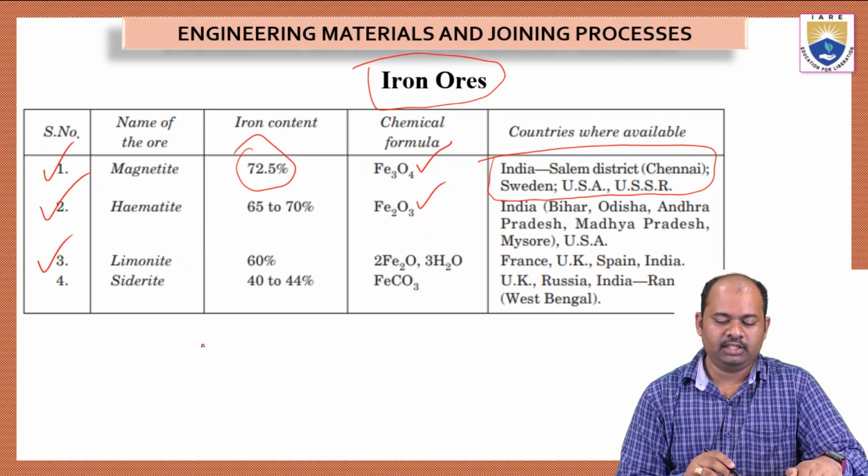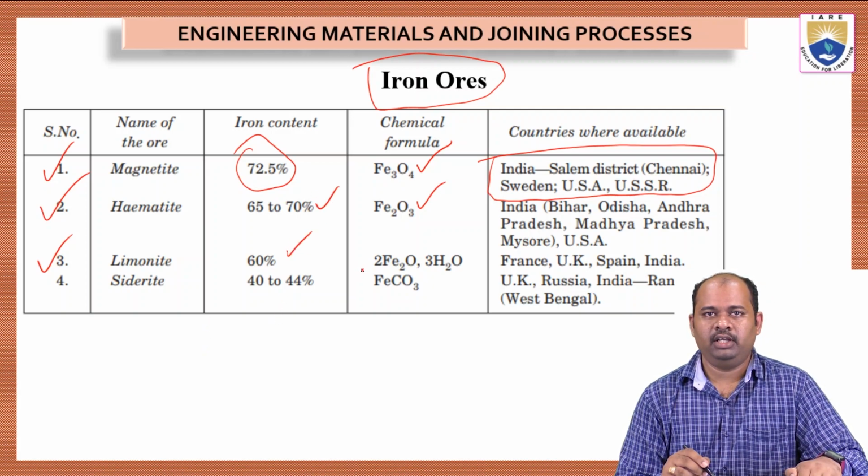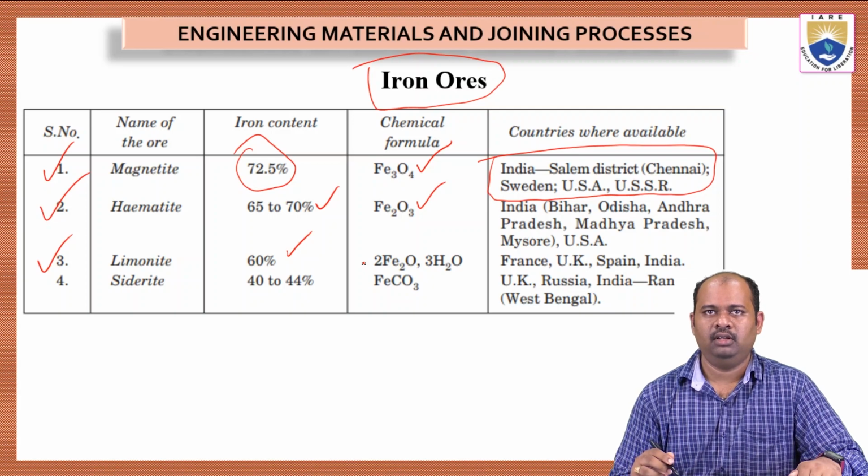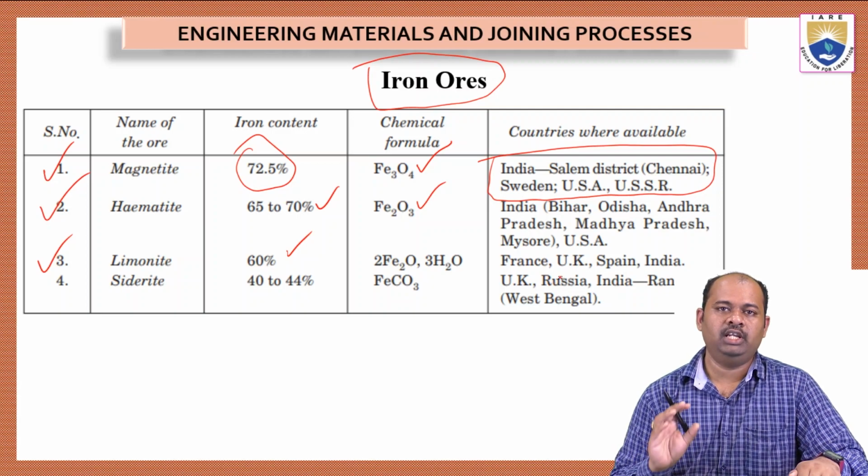And limonite contains about 60% of iron, and its chemical formula is 2Fe2O3·3H2O. This is the chemical formula for limonite, which is mostly found in France, UK, Spain, and very little of it is found in India.